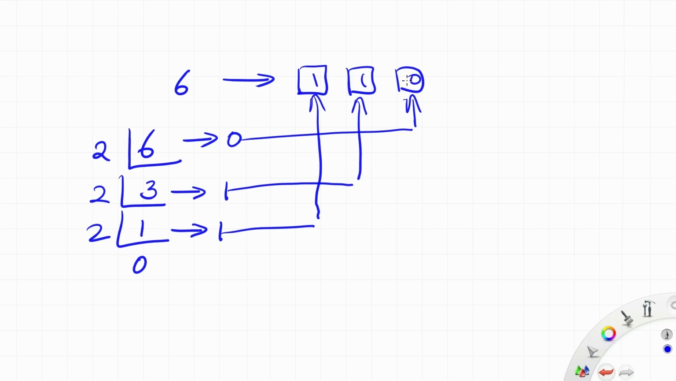So let's check the answer. 2 raised to 2 into 1 plus 2 raised to 1 into 1 plus 2 raised to 0 into 0. So this is equal to 4 plus 2 plus 0 equal to 6. So the answer is correct. All right. So before we move on, let's do one more small number to get that practice.